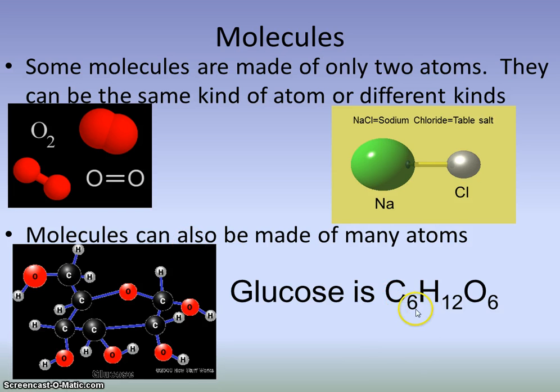C6, once again, the 6 subscript means that there are 6 carbons. You can count them: 1, 2, 3, 4, 5, 6. H12, which means there are, that's right, 12 hydrogens. 1, 2, 3, 4, 5, 6, 7, 8, 9, 10, 11, and 12. And once again, we have that oxygen back. That's 6 oxygens here. 1, 2, 3, 4, 5, 6. This is a molecule of glucose, and it has many atoms.